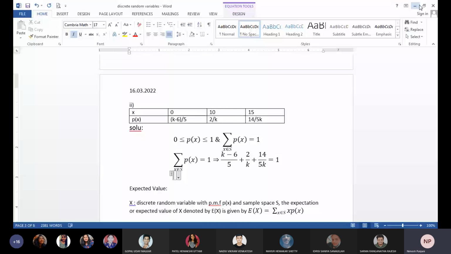So what we will do, we will take the LCM. Tell me what will be the LCM of the three terms on the left hand side? 5k. That means the first term I have to multiply by k, the second term I have to multiply by 5, the third term I have to multiply by 1, because its denominator is already 5k. Right, so I will get this divided by 5k equals to 1.